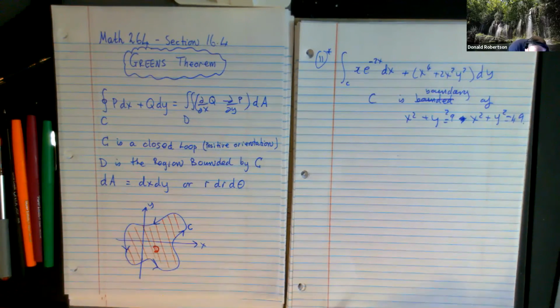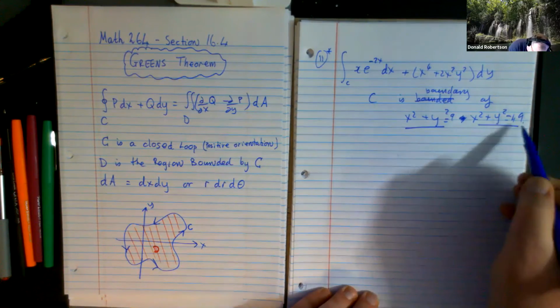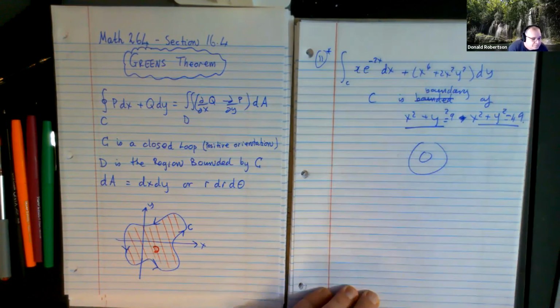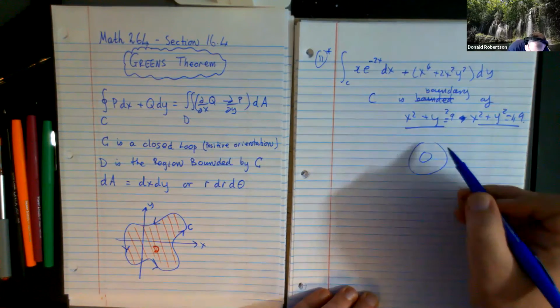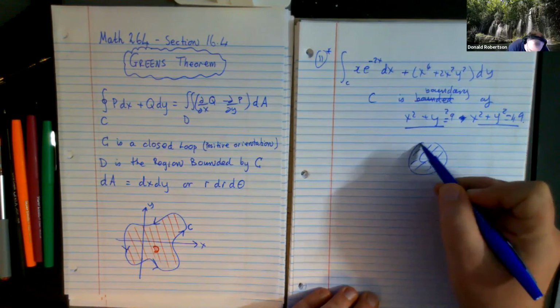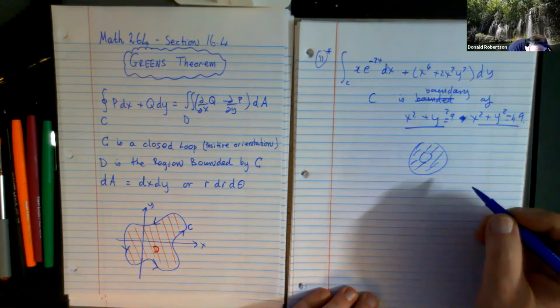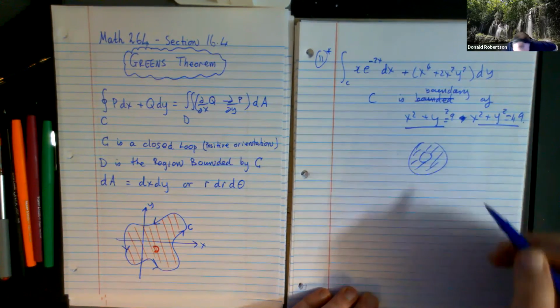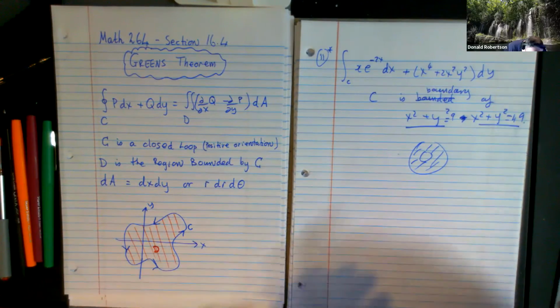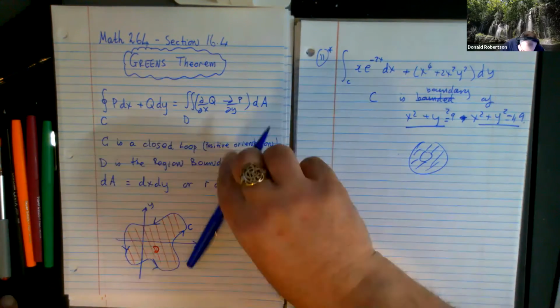So what we basically have here, do you notice that this is basically a donut? And so the region D is much easier to describe than C, but it's the region bounded by this fella. And what does that look like? It looks like this.